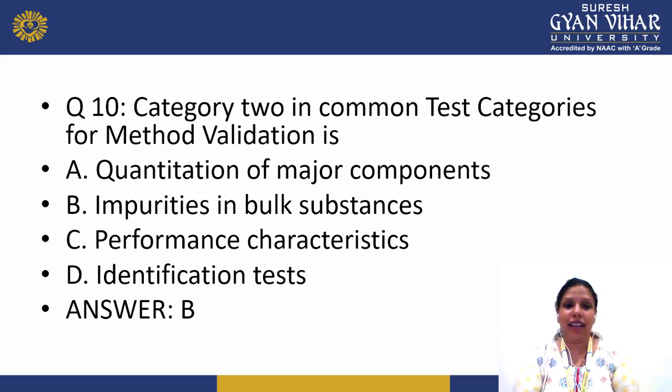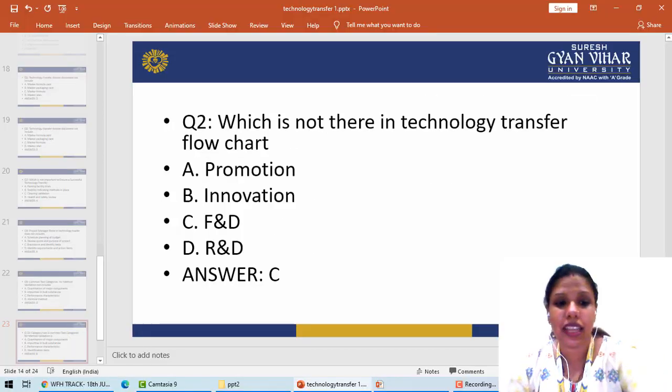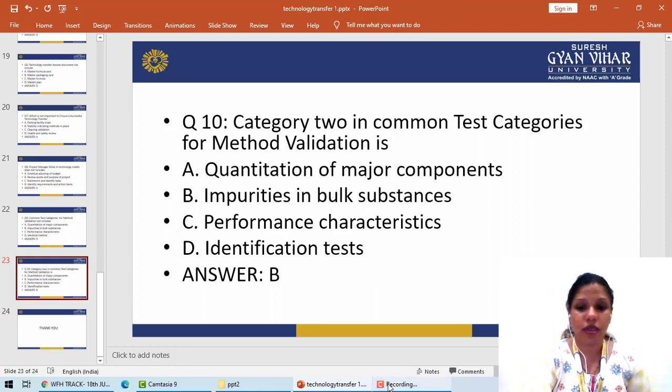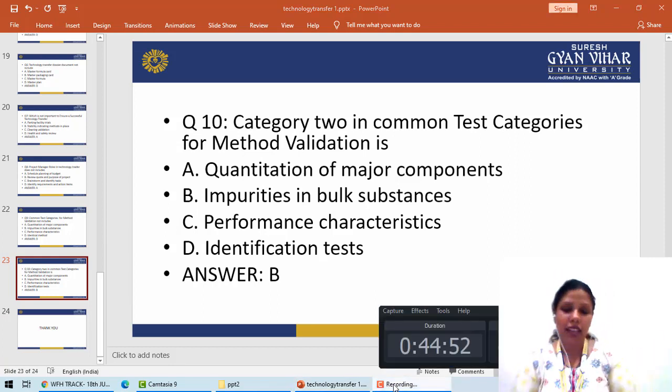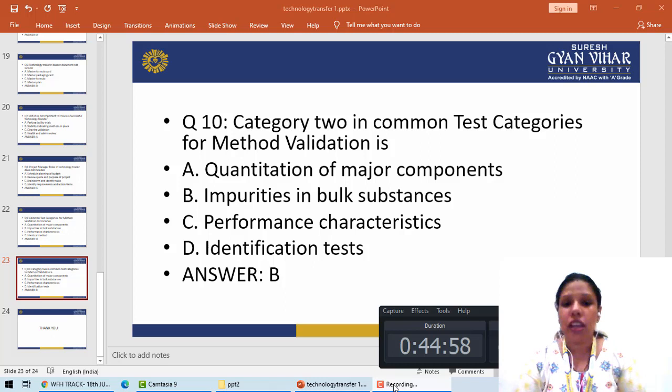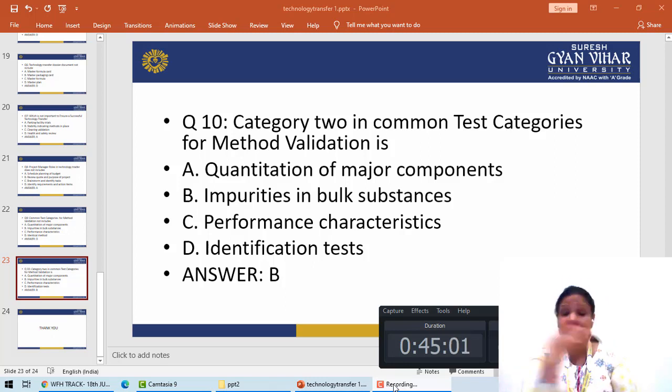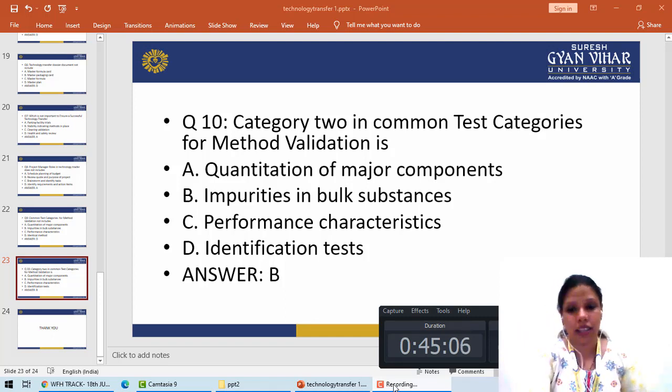Next is category 2 in common test categories for method validation. Category 2 is impurities in bulk substances. This is the right answer. Other categories involved are the quantitation of major components, performance characteristics and identification test. We will discuss this in detail in our next coming class. Till then you can just remember the answer that impurities in bulk substances is there. We will discuss in detail why bulk substance impurities is in category 2.